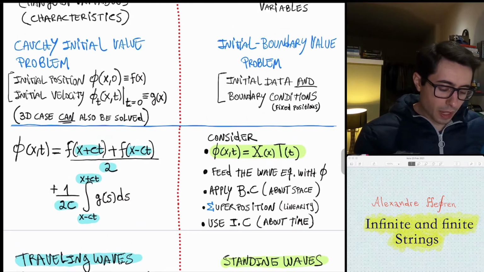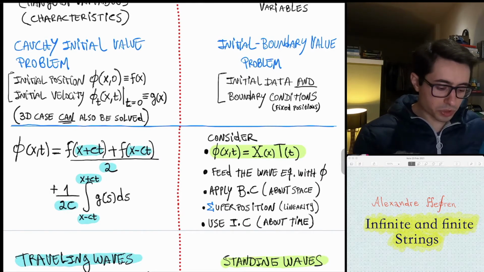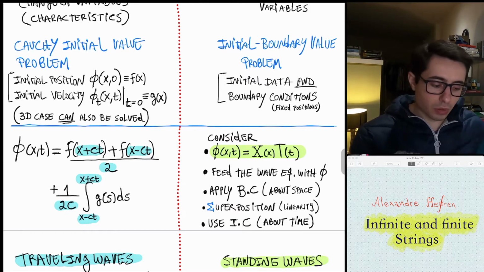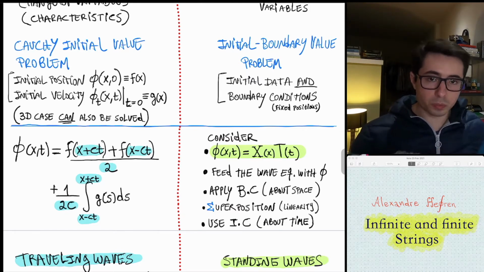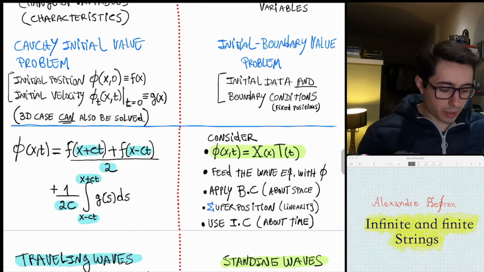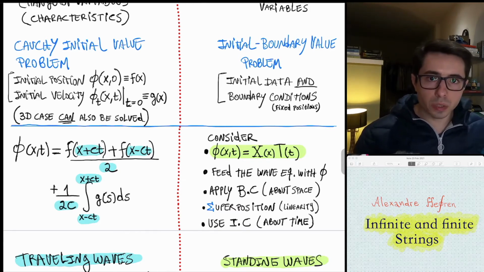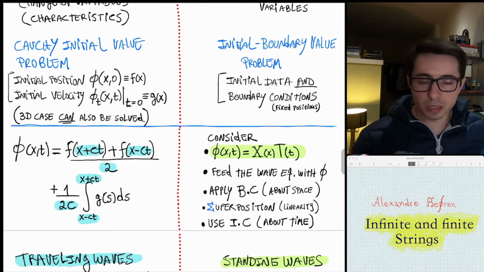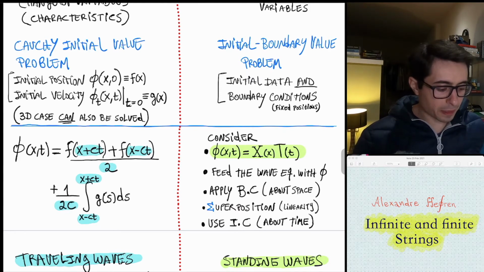However, we have this nice combination between initial positions and initial velocity, and we see that the positions are evaluated at 2 points, but the velocity is averaged all the way between these 2 points, because this is an integral. So this solution is worth an entire video just to talk about the D'Alembert solution, I would say.